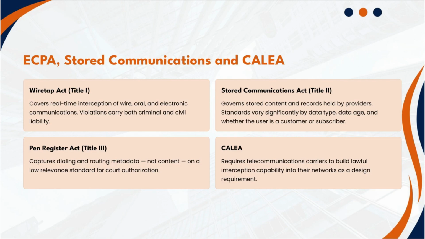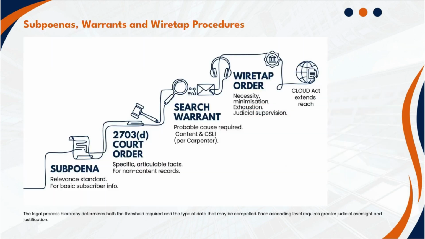Title 3 governs pen registers and trap and trace, capturing dialing and routing information rather than content, with a lower standard. CALEA 1994 is different. It requires telecommunications carriers to build interception capability into their networks. Design mandate, not access authority.